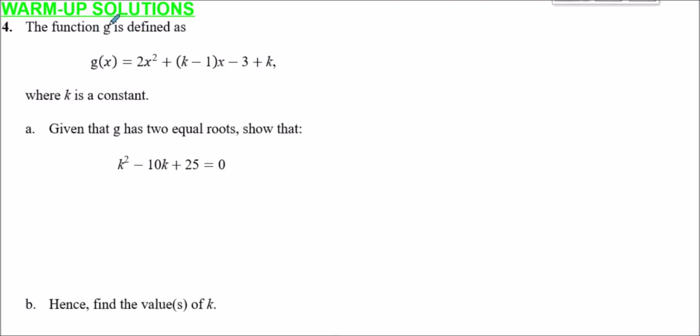Question 4. We have a quadratic function defined as g of x as such, where k is a constant. Given that g has 2 equal roots, we need to show that this equation holds. Well, the main thing here is we're told that g has 2 equal roots. Now, the implication of that is that the discriminant of this quadratic must be exactly 0.